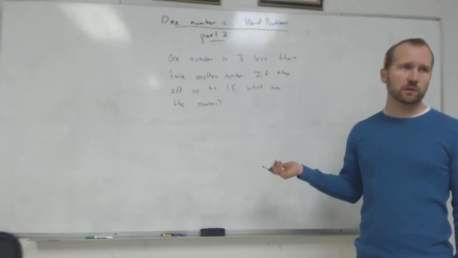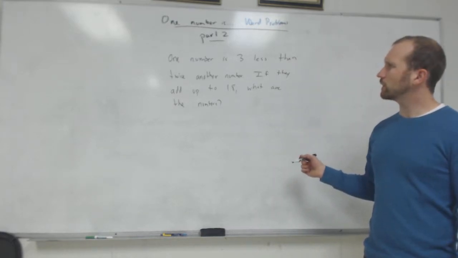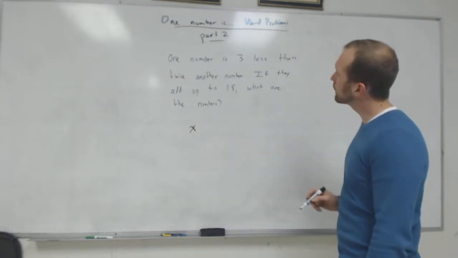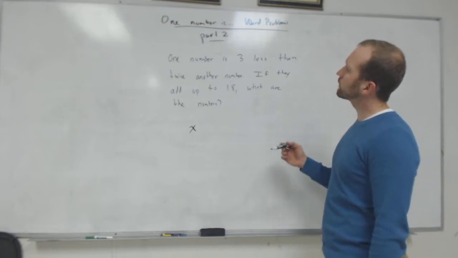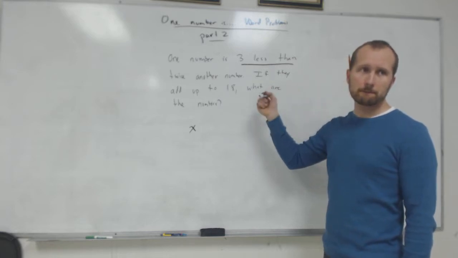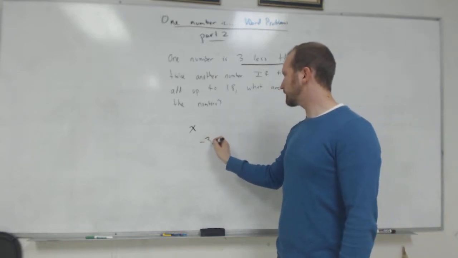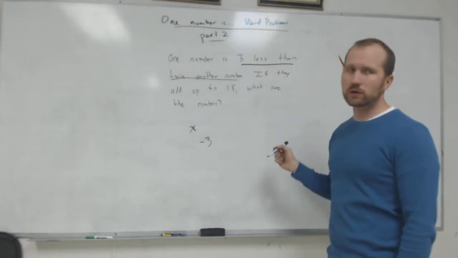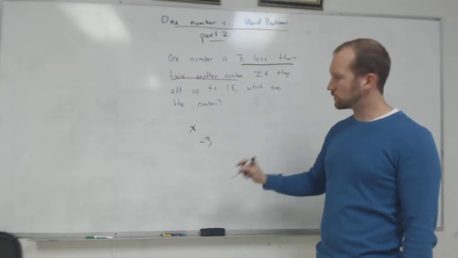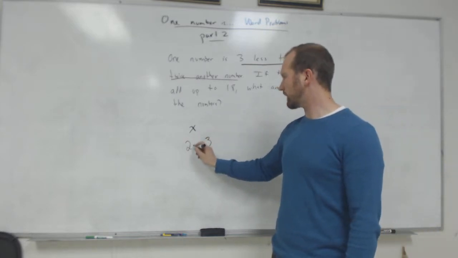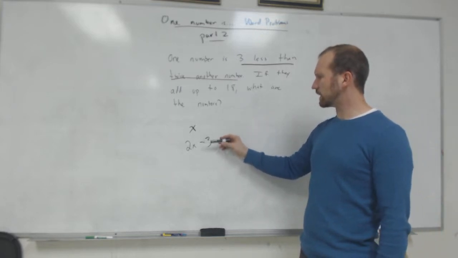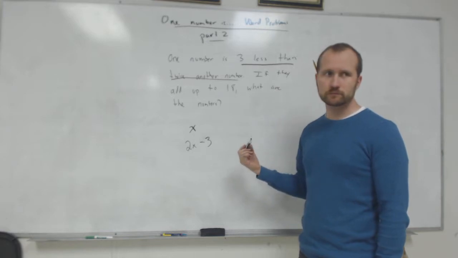So pretty similar actually to what we did last time. First number in these problems is pretty much always going to be x. And the other number, it says 3 less than, which means minus 3, twice another number. How do we write twice another number? 2x. But we're going to write that before the minus 3, right? So the first number is x, the second number is 2x minus 3. Equals 18.